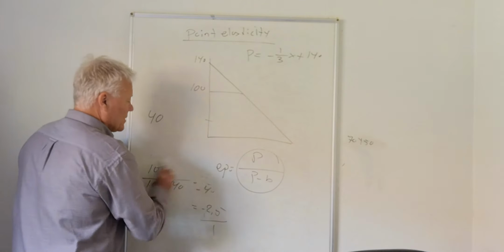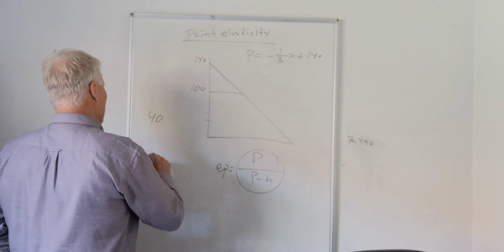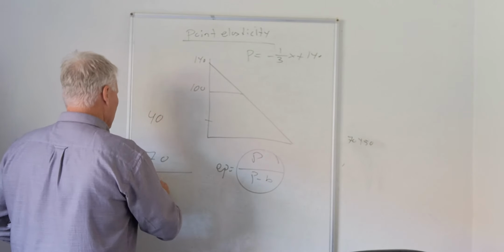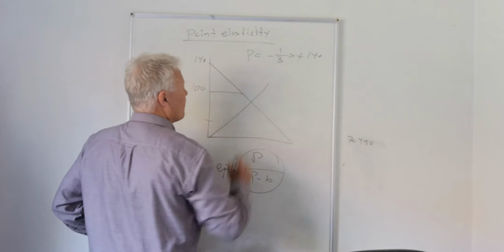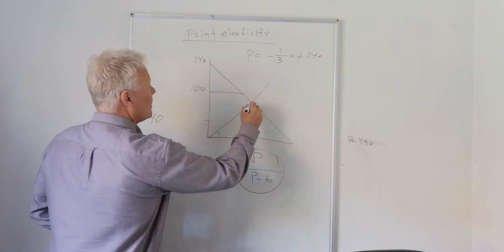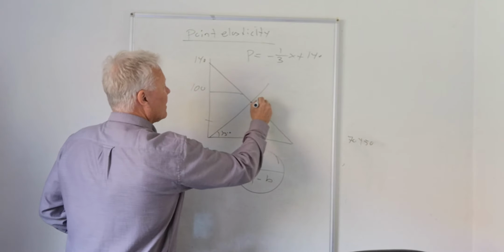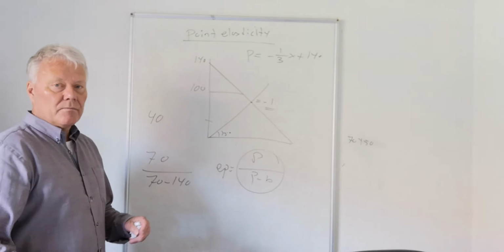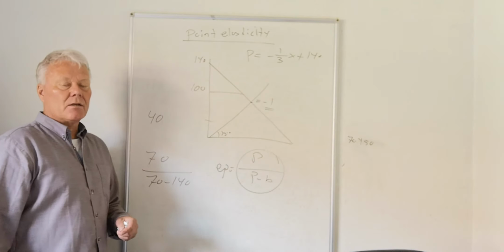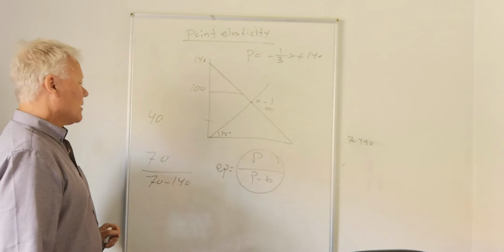At a price of 70, the elasticity is neutral. That's halfway, the 45 degrees angle. You get right there in the middle, and you get the neutral elasticity. So the effect on the price and the number of units sold at that point is exactly minus 1.